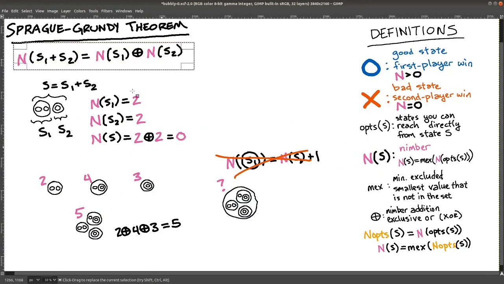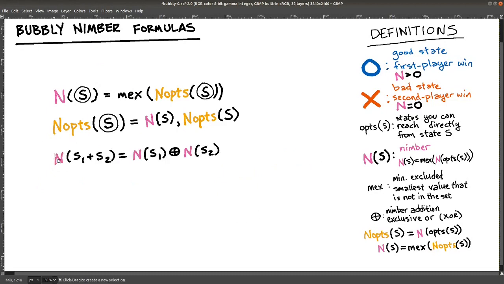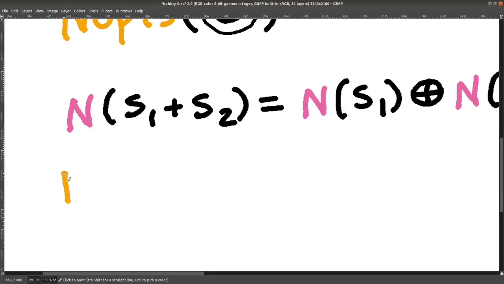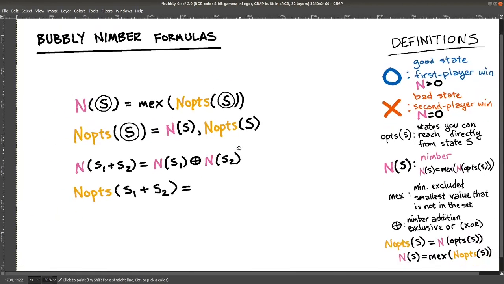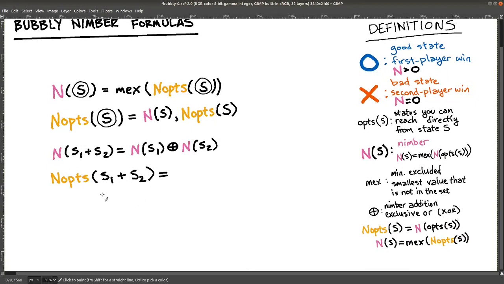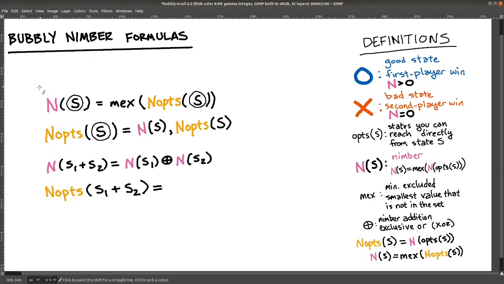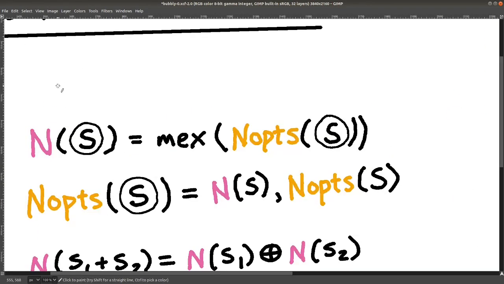Of course, the Sprague-Grundy Theorem gives us the pink number for any state made up of two independent states. But of course, we also need the orange number for a state like this. We'll need it in case it's enclosed in a bubble like this. Okay, and so that's the one we still need to get. But once we have that, we'll have everything we need. The only state that's not going to be one of these two cases is the empty state, and that's completely trivial, but I'll write that in just for completeness.